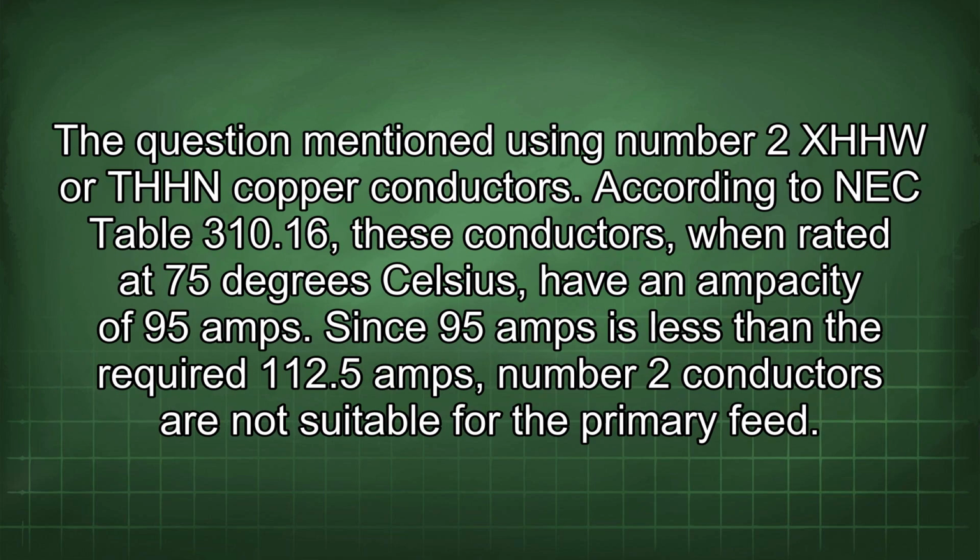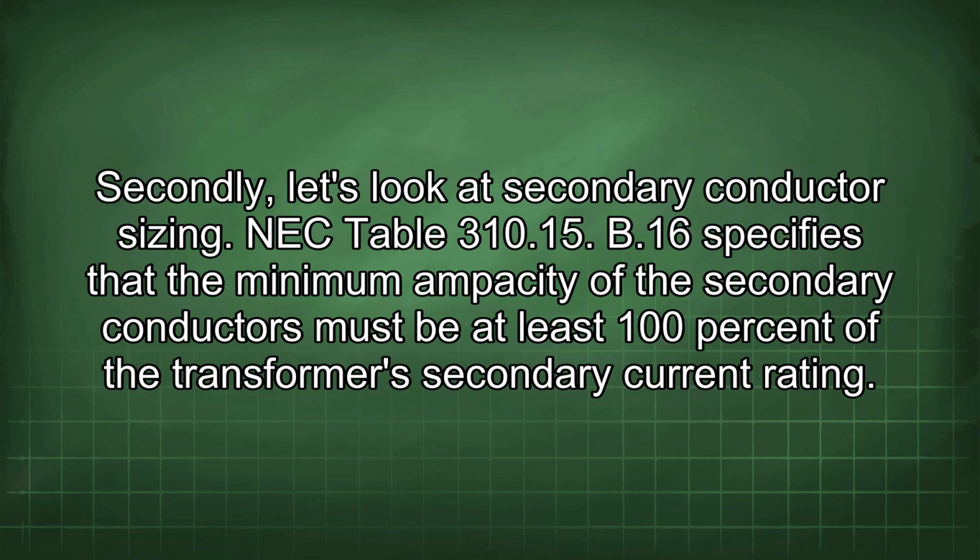The question mentioned using number 2 XHHW or THHN copper conductors. According to NEC Table 310.16, these conductors, when rated at 75 degrees Celsius, have an ampacity of 95 amps. Since 95 amps is less than the required 112.5 amps, number 2 conductors are not suitable for the primary feed. Secondly, let's look at secondary conductor sizing.